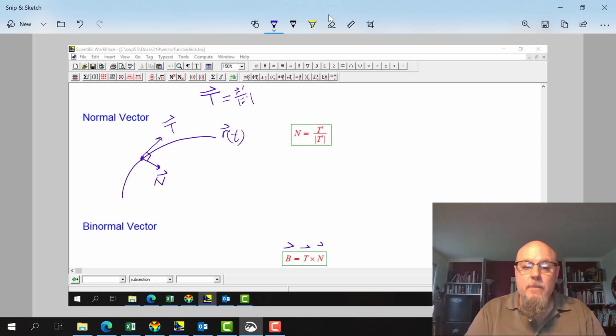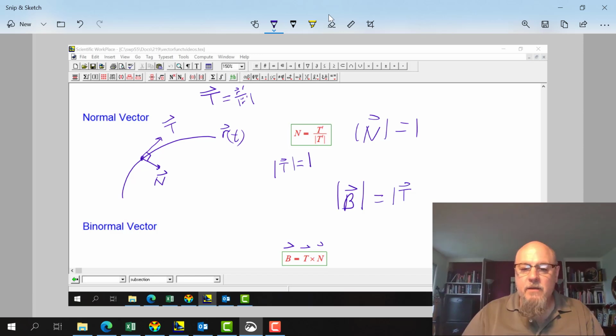Now, the magnitude of t is 1. The magnitude of n is 1. We make them unit vectors. What about b? Do we have to divide that by something to make it the magnitude? What's the magnitude of b? That's my question. Well, it's a cross product, so that would be magnitude of t, magnitude of n, sine of the angle between them. But the magnitude of t is 1. It's the unit tangent vector. The magnitude of n is 1. We scale it.